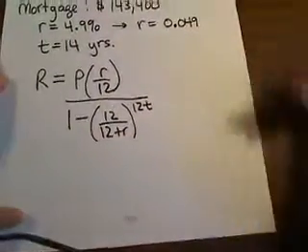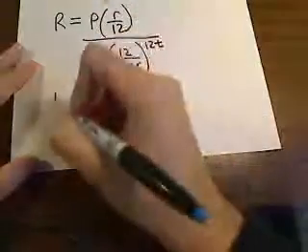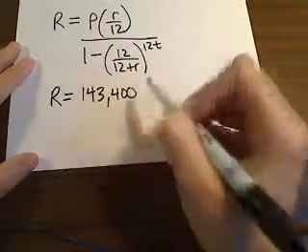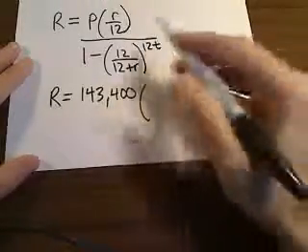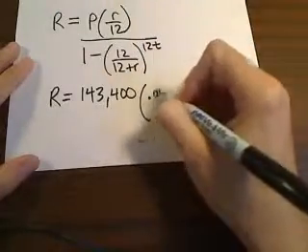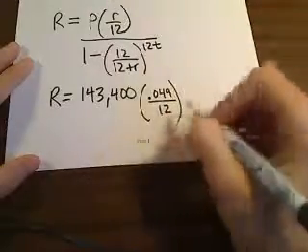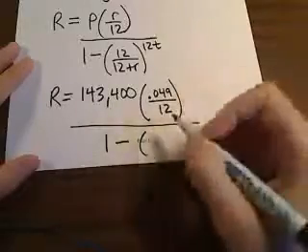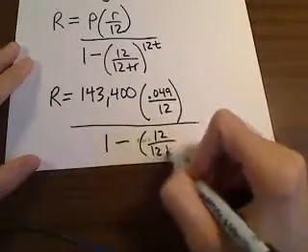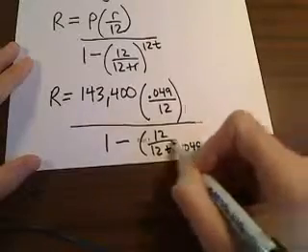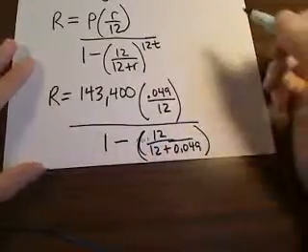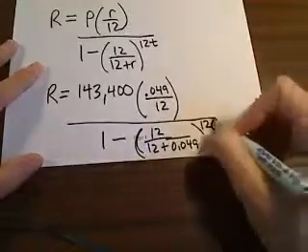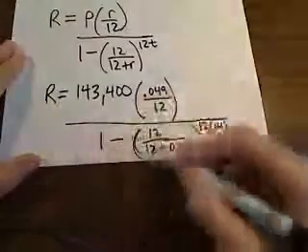Okay, so if we plug each of those in, then we are looking at R is equal to 143,400, and then we have times R over 12, so that is 0.049 over 12, divided by 1 minus 12 over 12 plus 0.049, and that is being taken to the 12 times t, so that's 12 times 14. All right, so now we need to calculate this.